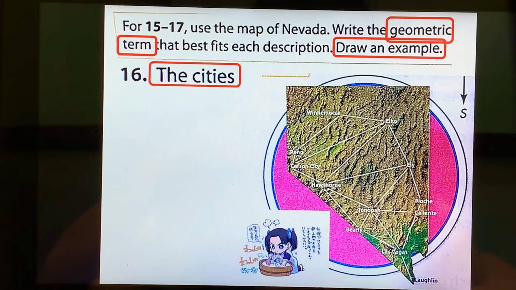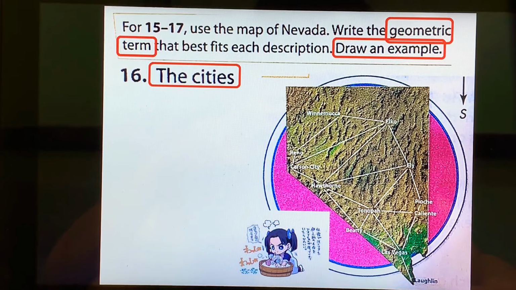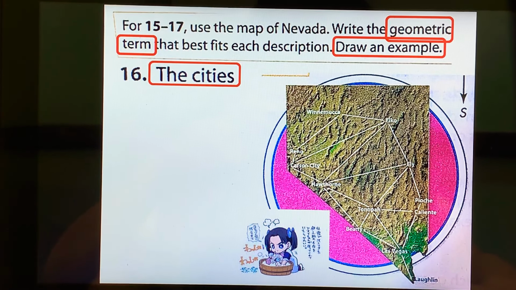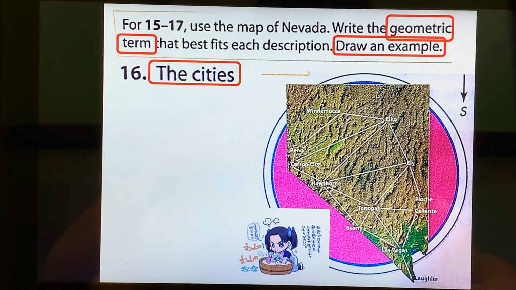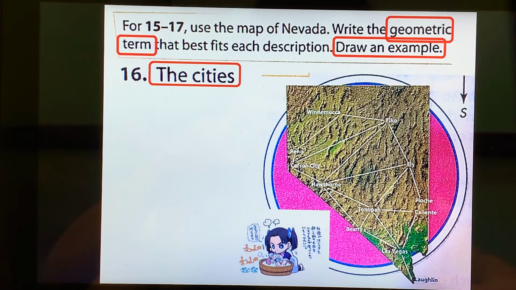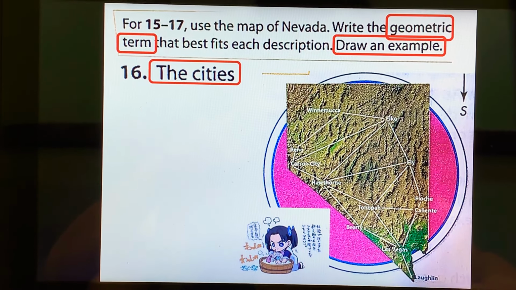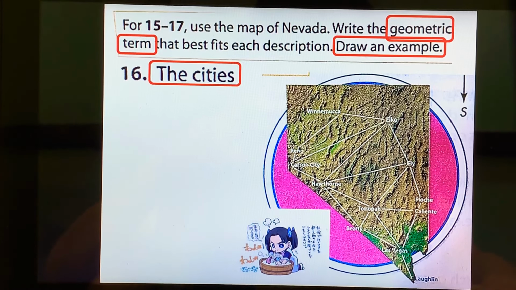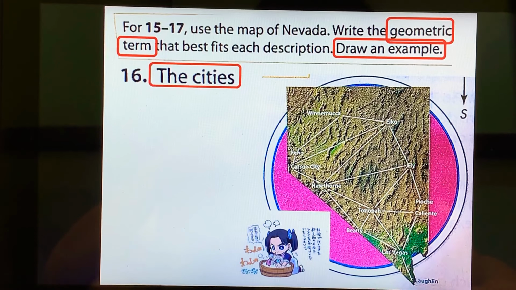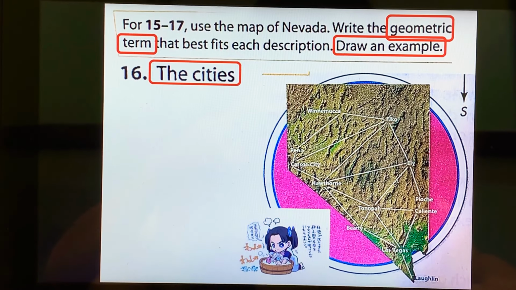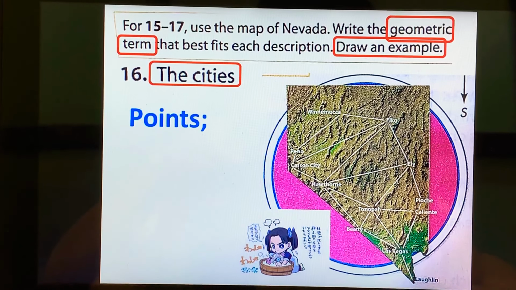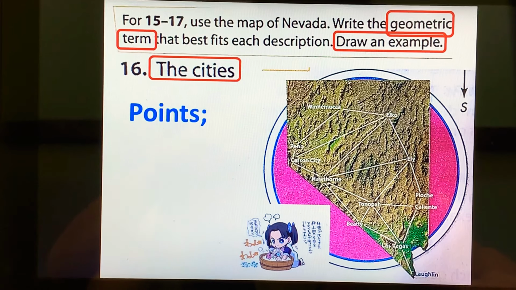16. On the map, look at these cities. What kind of geometric term can the cities fit? 像这个地图上面的这些都市，它们是属于几何名称里面的什么？The answer is points. 它们都是点，每一个都市就是一个点，so they are points.